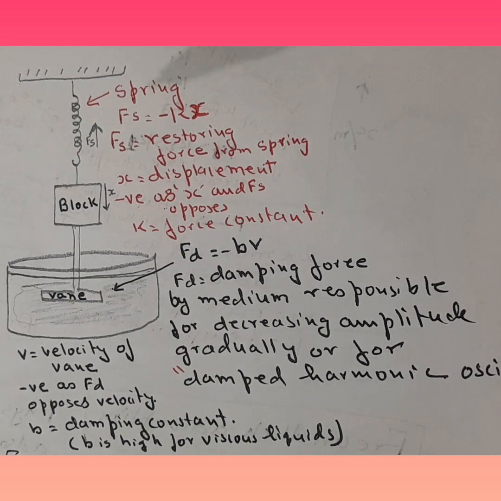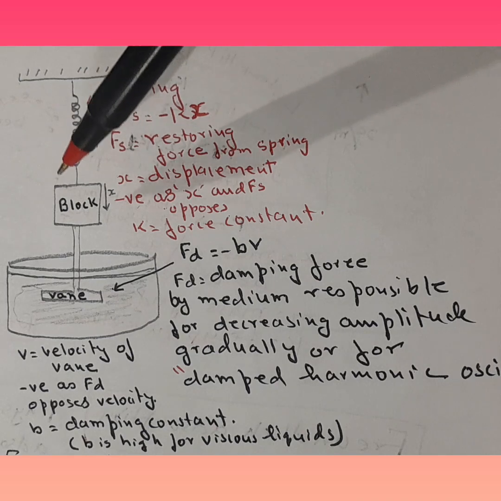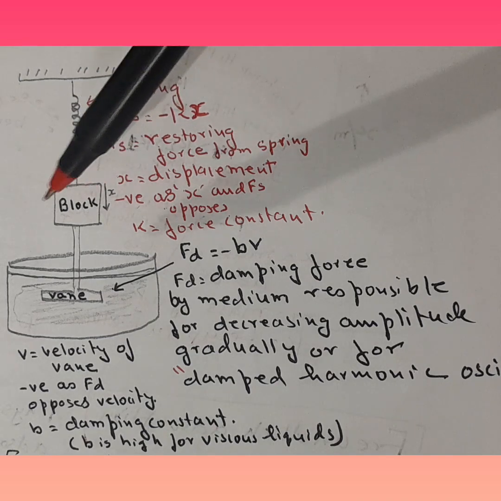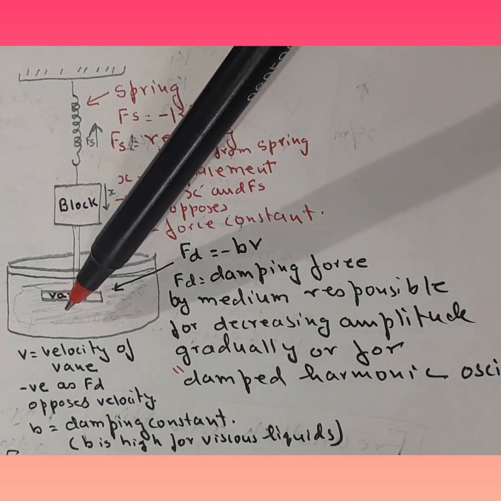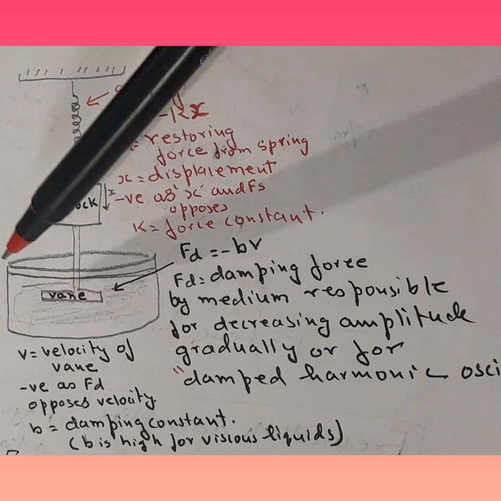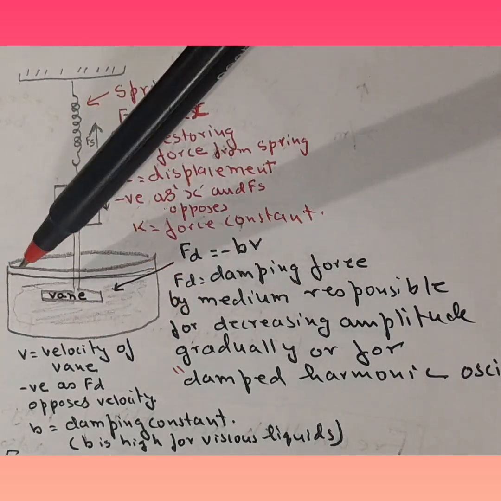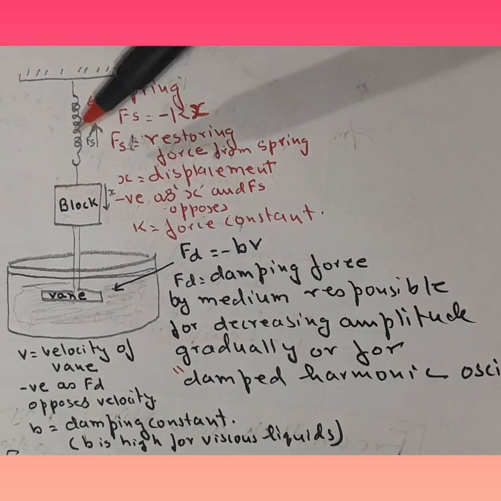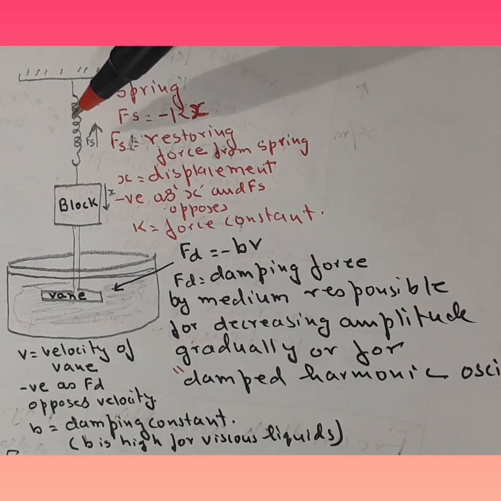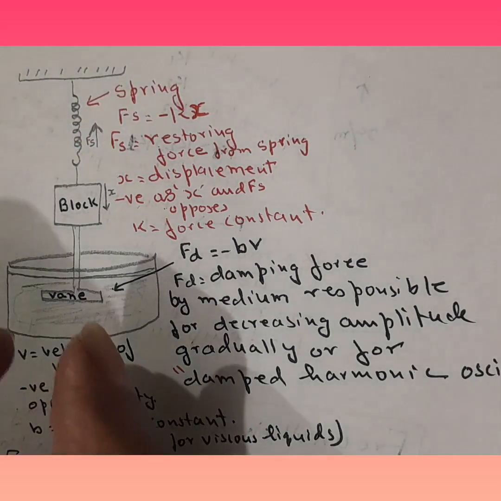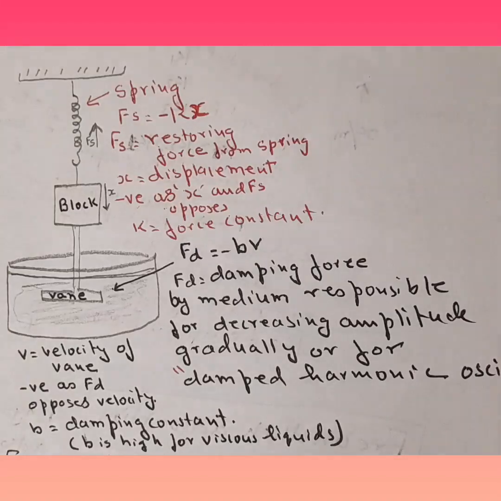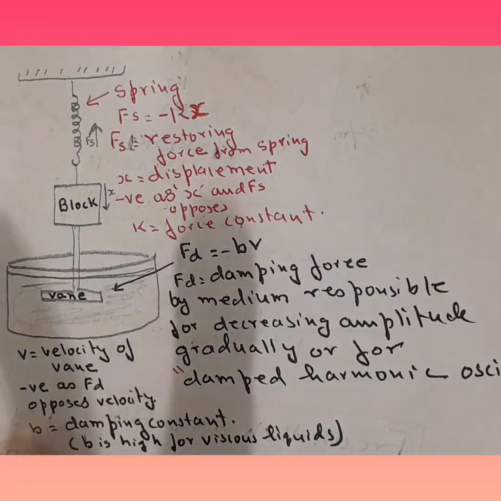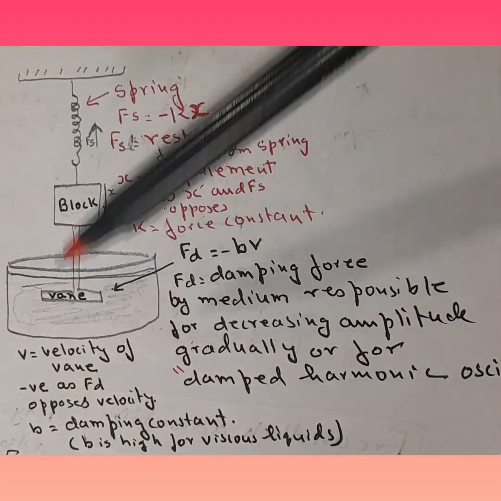Now let's understand this setup. There is a support to which a string is tied, to which is tied a block, and to the block is tied a vane. This vane is dipped in a container which has some fluid in it. As we have been dealing with oscillation and vibration of a spring, we are just pulling the vane and leaving it, so it keeps on vibrating.